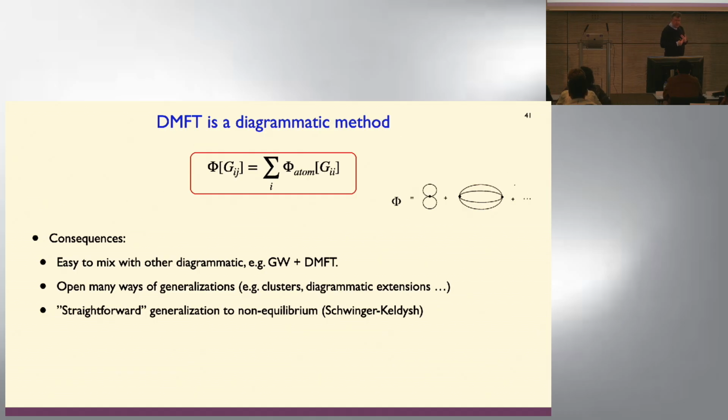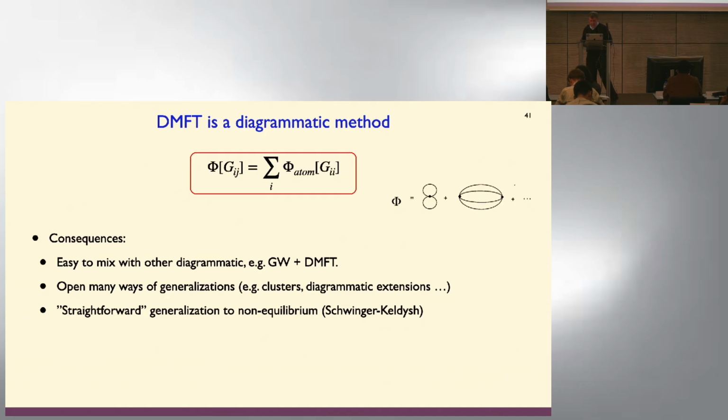It opens many different ways of generalization because you can go beyond an atomic approximation for the local diagrams, with two atoms, neighboring atoms, clusters, for example. And as a consequence, it is conceptually straightforward to generalize to non-equilibrium. Now, it's hard to solve out of equilibrium, but because we have a diagrammatic technique, we can transform into Schwinger-Keldysh techniques. Conceptually, it's not difficult. Technically, it's, of course, very hard.